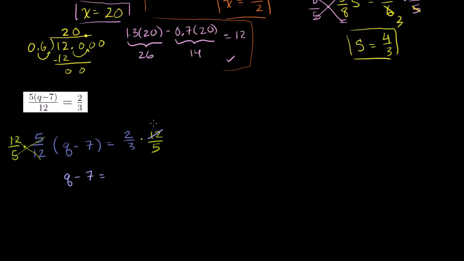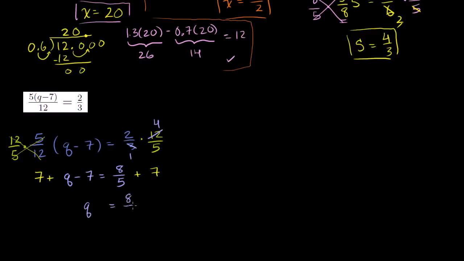If you divide the 12 by 3, you get a 4. You divide the 3 by 3, you get a 1. So 2 times 4 is 8/5. And now we can add 7 to both sides of this equation. These two 7s cancel out. That was the whole point of adding the 7. And you are left with q is equal to 8/5 plus 7.